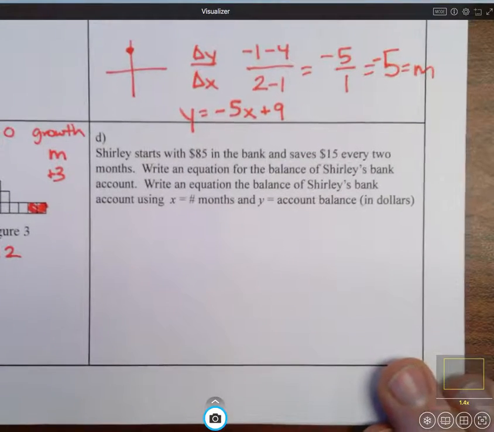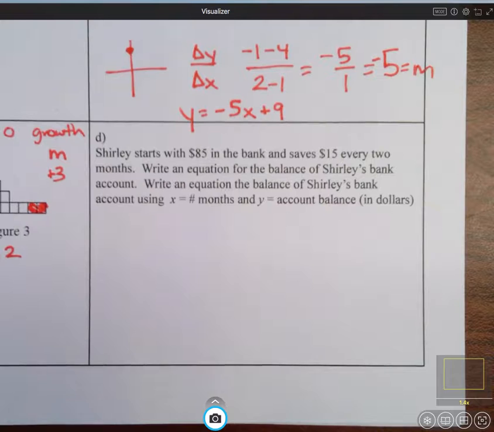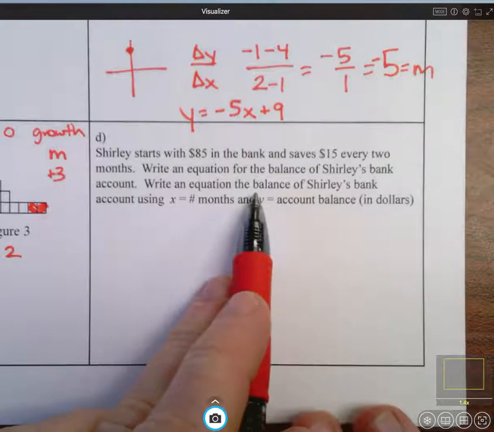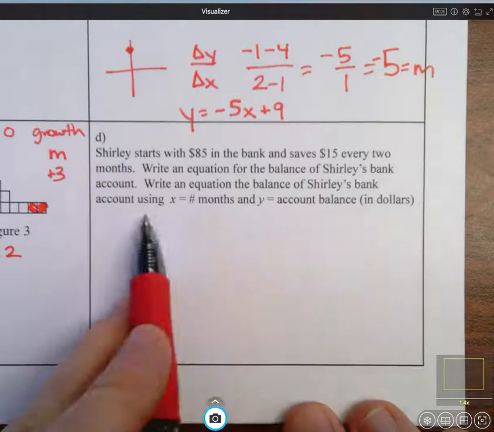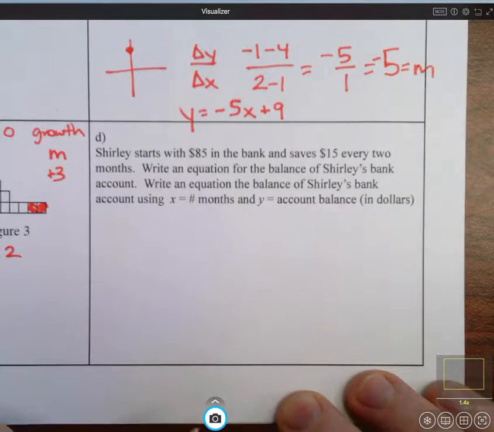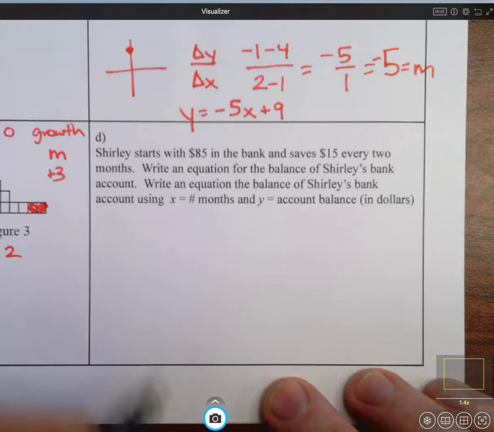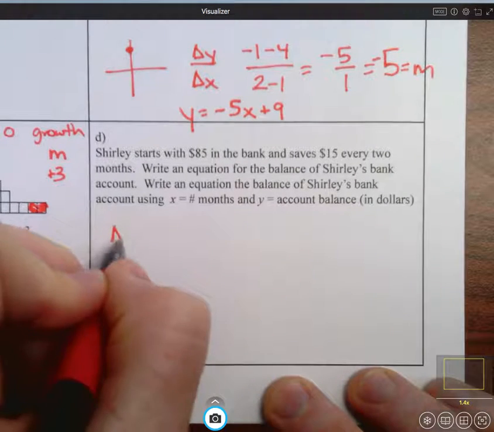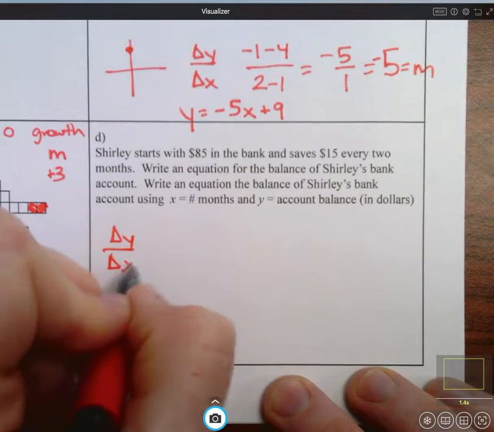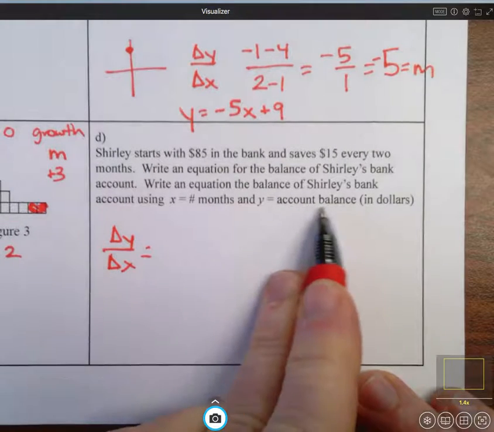All right, our last one from a situation. Shirley starts with $85 in the bank and saves $15 every 2 months. Write an equation for the balance of Shirley's bank account using x equals number of months and y is the account balance in dollars. Okay, so let's see. Change in y over the change in x. Y is the change in the account balance.